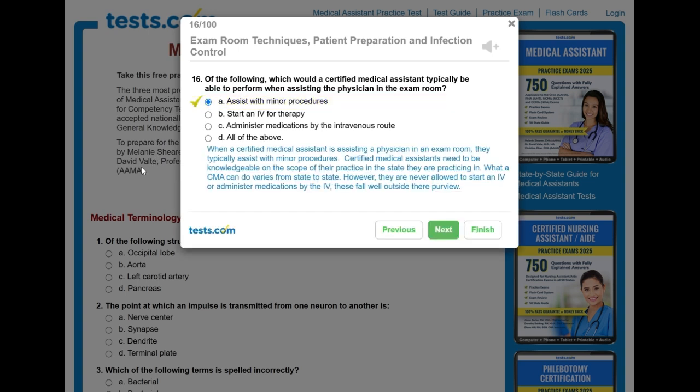A. Assist with minor procedures. When a certified medical assistant is assisting a physician in an exam room, they typically assist with minor procedures. Certified medical assistants need to be knowledgeable on the scope of their practice in the state they are practicing in. What a CMA can do varies from state to state. However, they are never allowed to start an IV or administer medications by the IV. These fall well outside their purview.